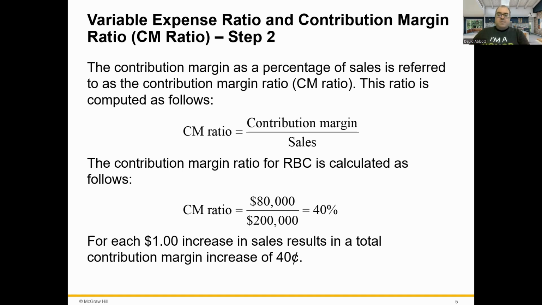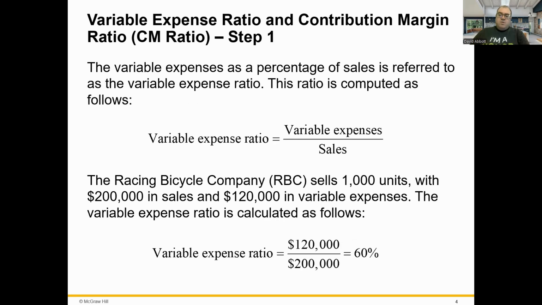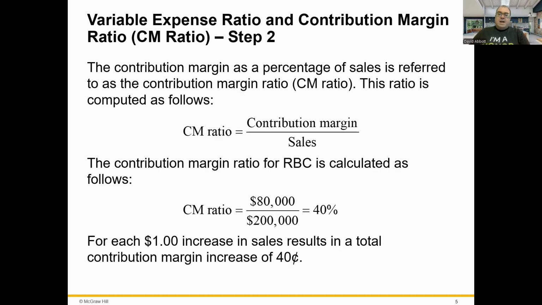So we see that we take 80,000, which is the contribution margin, the difference between the sales and the variable expenses, and then divide that over the amount of sales. So 80,000 divided by 200,000 is 40%.